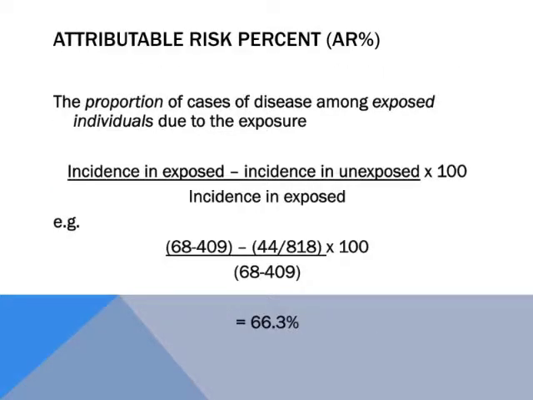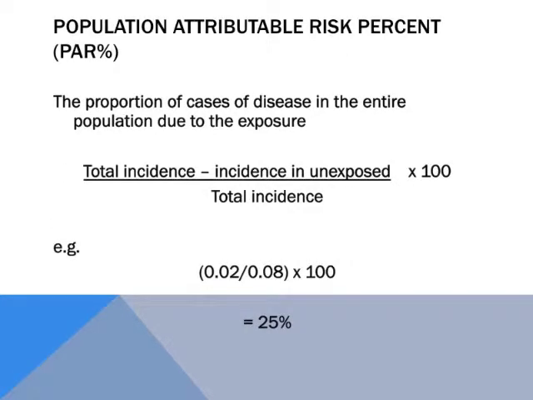The attributable risk percent is the proportion of cases of disease among exposed individuals that is due to the exposure. So in our example, we can say that 66% of stroke cases among inactive males is due to being inactive. The population attributable risk percent tells us the proportion of cases of disease in the entire population that is due to exposure. And in our example, we estimate that 25% of stroke cases in the male population are due to inactivity. This means that if the entire male population became at least moderately active in their midlife, we would expect to observe a 25% decrease in the incidence of stroke in older age.